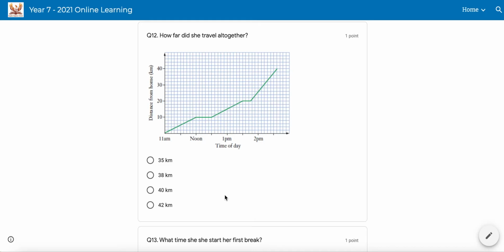How far did she travel altogether? Okay, so this is her distance from home. And that's increasing until her trip stops, which is here, and she doesn't go any further after this point. So the furthest she gets from home is 40 kilometers.